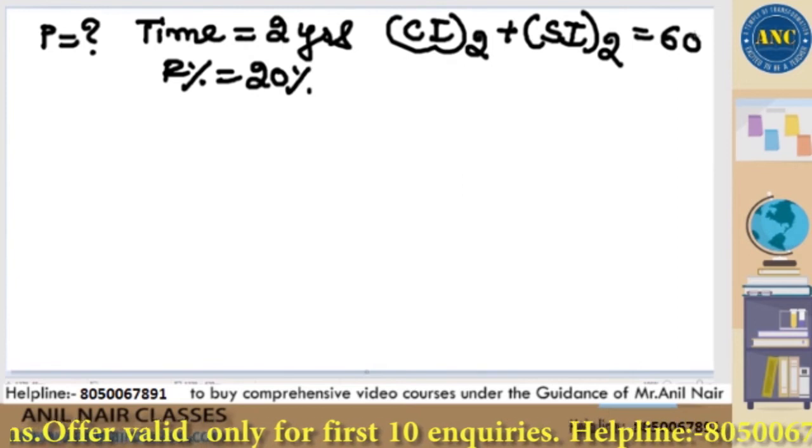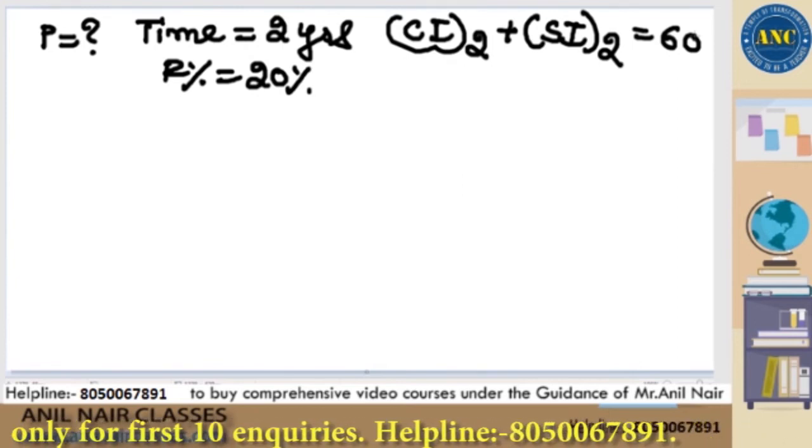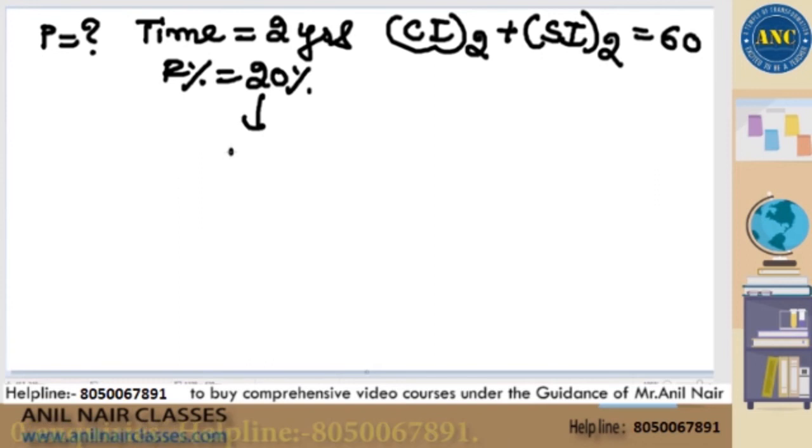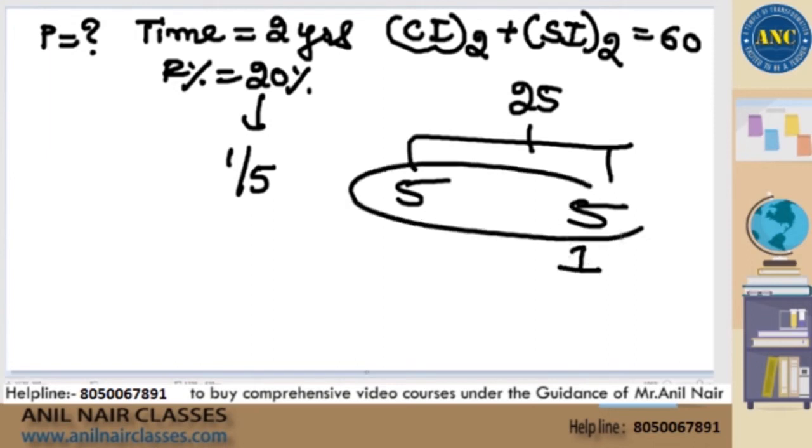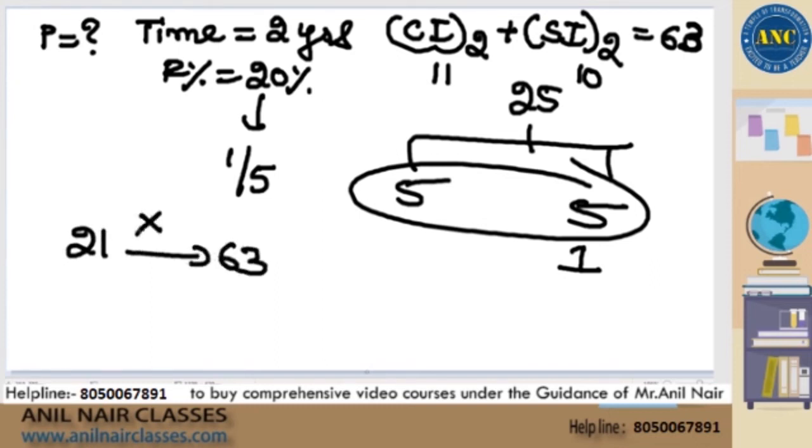Principal is how much? Time period 2 years, R percentage is 20. Directly I am writing 20% is 1 by 5. 5 square is 25. First year 5, second year 5. Second year 1 by 5 of 5, it is 1. So total SI for 2 years, it is 10. Total CI for 2 years, it is 11. For integers, make it into 63. So 21 is becoming 63, 21 into 3. So 25 into 3 is 75.